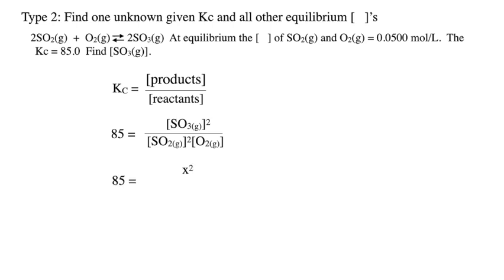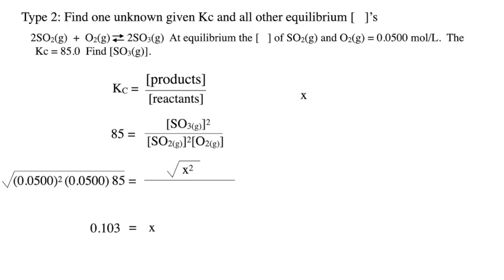And now I plug in numbers. SO3 is unknown, x, but you've got to square it. And 0.05 squared times 0.05. Okay, now you're a math student, and now you just isolate x, get x by itself. So we'll multiply these to the other side. We'll square root that to get rid of the square on the other side. X equals 0.103. Now let's be careful.